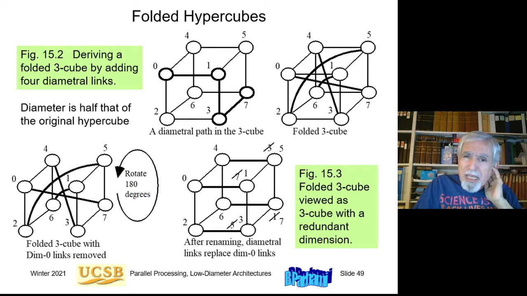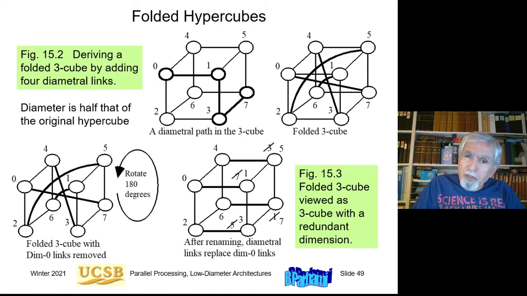So in this case, the diameter goes from 3 to 2. Okay. If I had the 4-dimensional hypercube, then the diameter would be cut exactly in half. We'll go from 4 to 2. So for even dimensional hypercubes, the diameter is cut in half. For odd dimensional hypercubes, the diameter is cut to almost half, a little bit more than half.